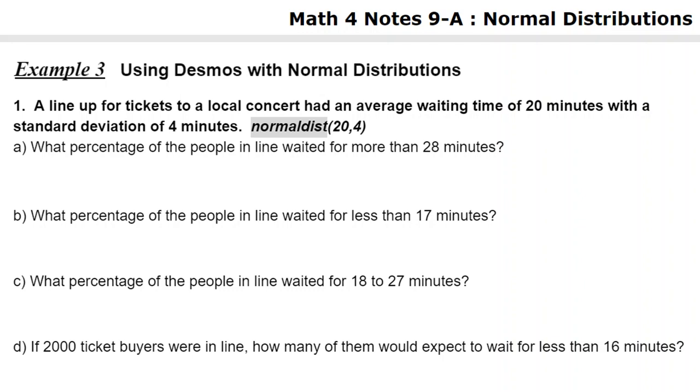All right, so we've got a waiting time of 20 minutes on the average and a standard deviation of 4 minutes. Now this is a lineup for tickets to a local concert on the phone. Well, or I guess maybe they're standing on the street corner or something. Anyway, so 20 minutes is the mean, 4 minutes is the deviation.